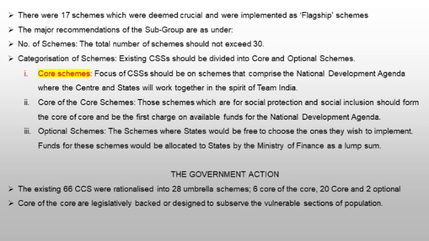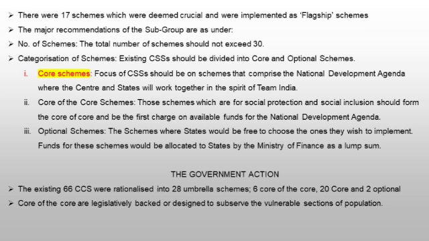Actually, the Government of India constituted a subgroup under Niti Aayog under the chairmanship of the then Madhya Pradesh Chief Minister Shivraj Singh Chauhan. The Shivraj Singh Chauhan subgroup made certain recommendations. It said the schemes should be revamped and the total number of centrally sponsored schemes should not exceed 30.